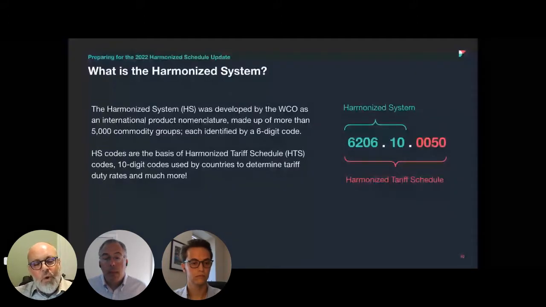So when I talk during this presentation, when I'm referring to HS, I'm generally referring to the World Customs Organization 6-digit code or system of codes at 6 digits. And when I talk HTS, I'm talking about the full 10-digit code that's used by each of the different governments around the world.